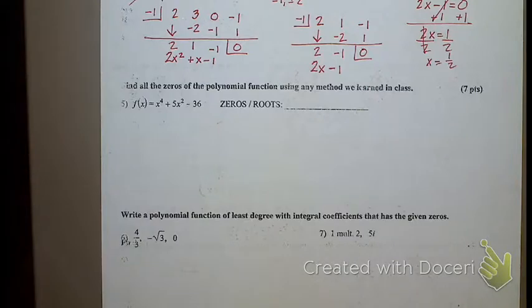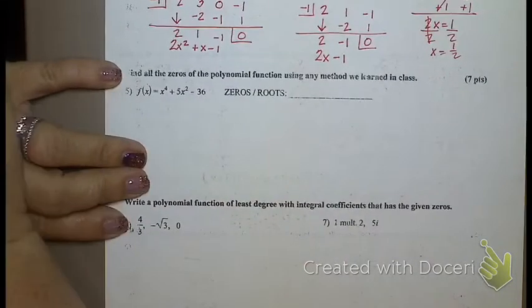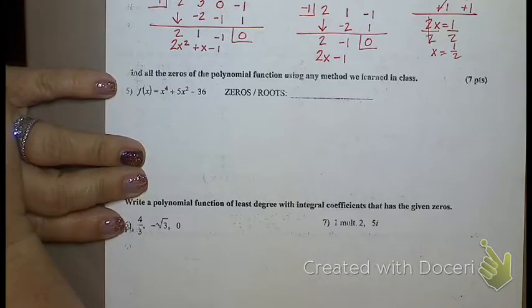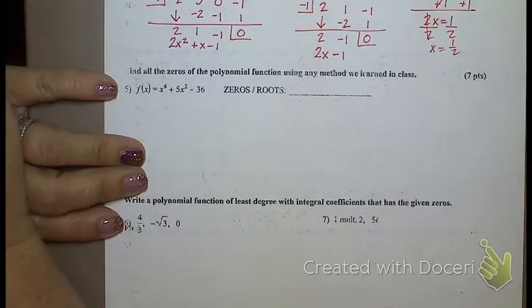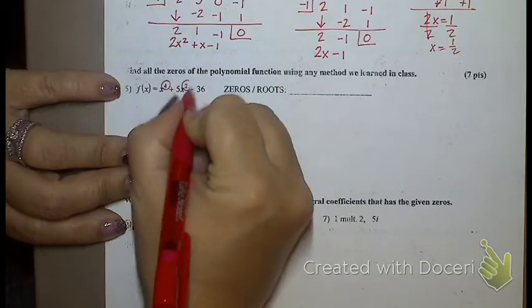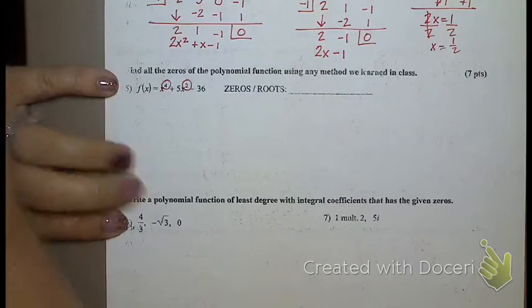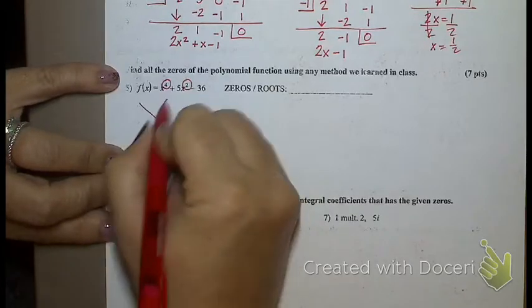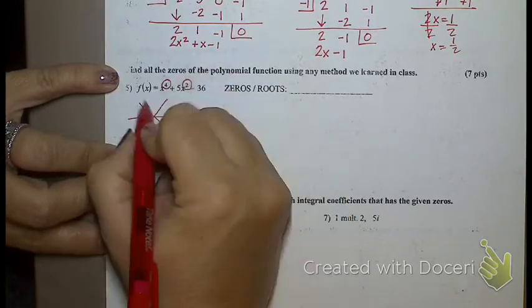All right, last one: find all the zeros using any method we learned in class. What method would you choose here? Factoring. Why factoring? Because it's a 4 and you divide it into 2. We have that pattern going on, right? So I'm going to go ahead and snowflake. What goes on the top?